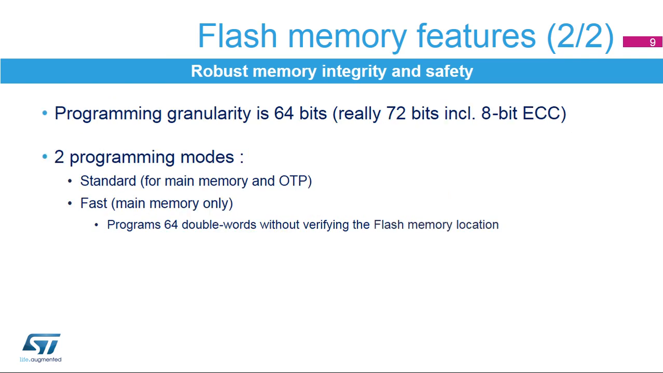Fast programming enables the programming of a row of 256 bytes, while normal programming has a granularity of 8 bytes. The main purpose of fast programming is to reduce the page programming time. It's achieved by eliminating the need for verifying the flash memory locations before they're programmed, thus saving the time of high voltage ramping and falling for each double word.